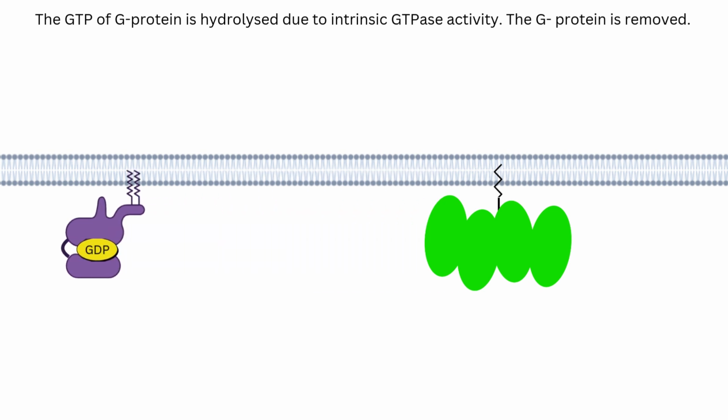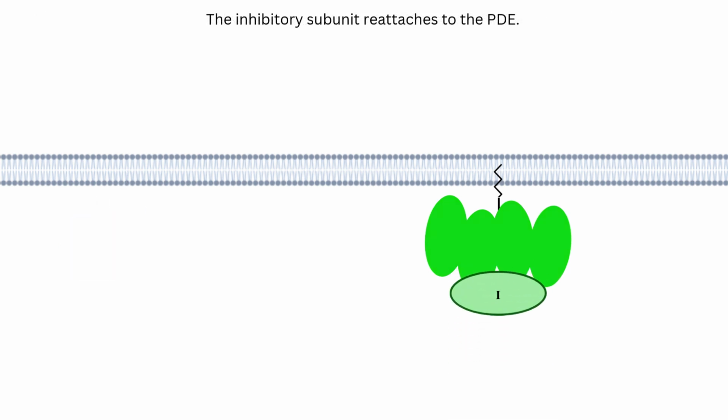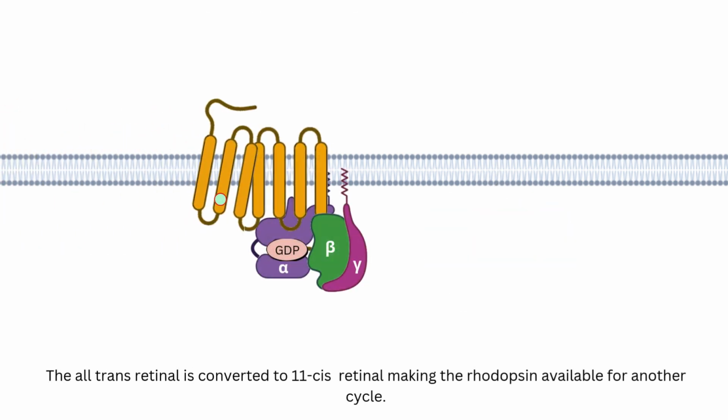The GTP of the G protein is hydrolyzed due to intrinsic GTPase activity. The G protein is removed. The inhibitory subunit reattaches to the phosphodiesterase. The all-trans retinol is converted to 11-cis retinol, making the rhodopsin available for another cycle.